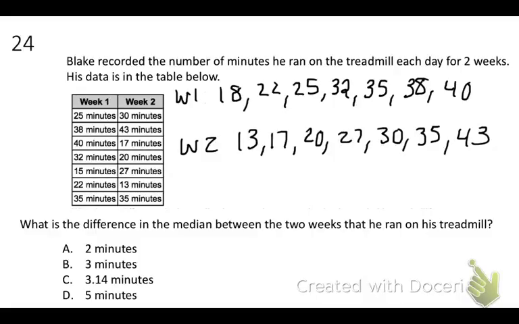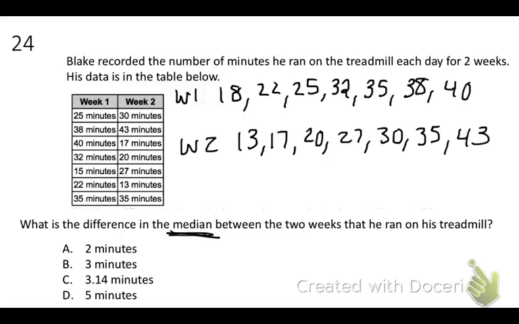Question 24. Blake recorded the number of minutes he ran on the treadmill each day for 2 weeks. His data is in the table below. Week 1, week 2. What is the difference in the median between the 2 weeks that he ran on the treadmill? So it's asking median.